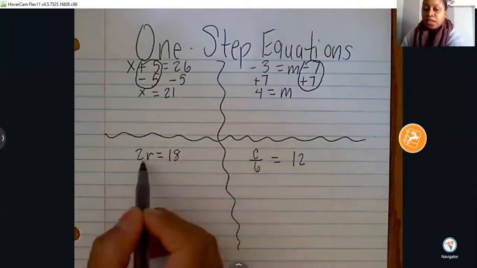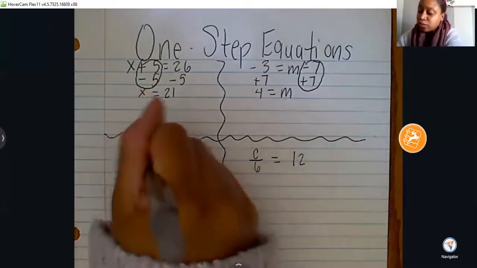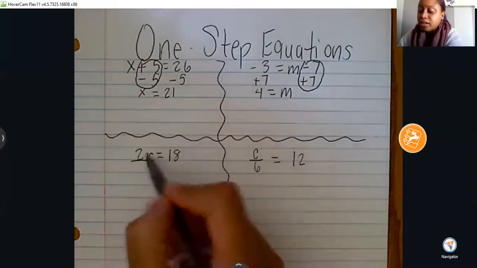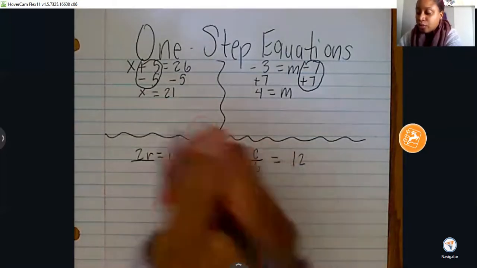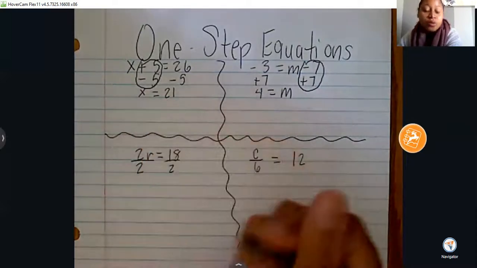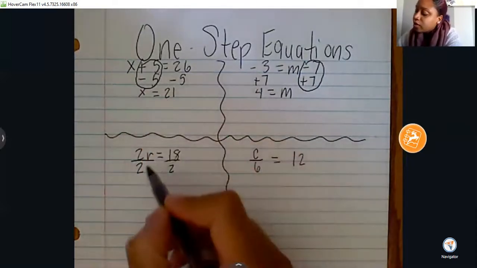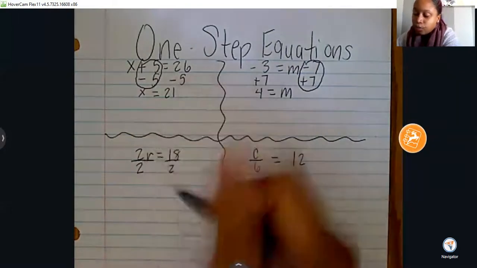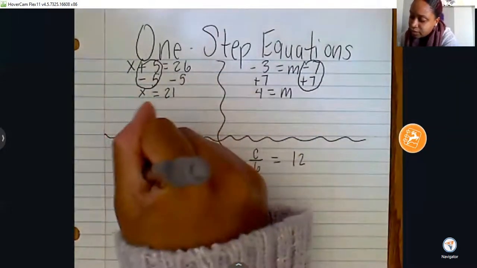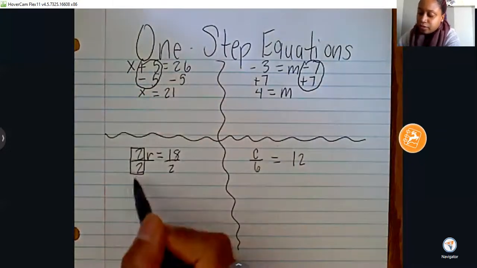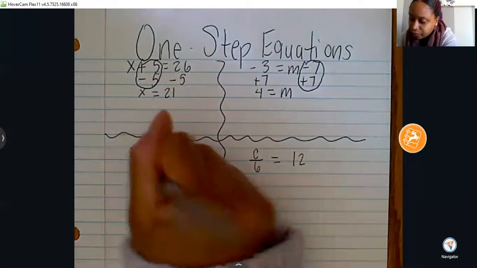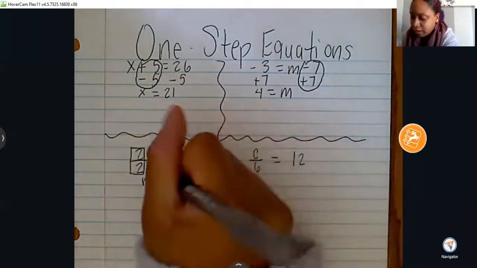So if this is multiplication, the inverse operation would be division. So we're going to put our fraction bar to represent division, and we are going to divide by the number next to our variable, which is 2. We're going to do that on both sides because whatever you do to one side, you have to do to the other. If you look at this, the reason why this works is because 2 divided by 2 is just 1, so then you're left with just r. And then 18 divided by 2 is 9.